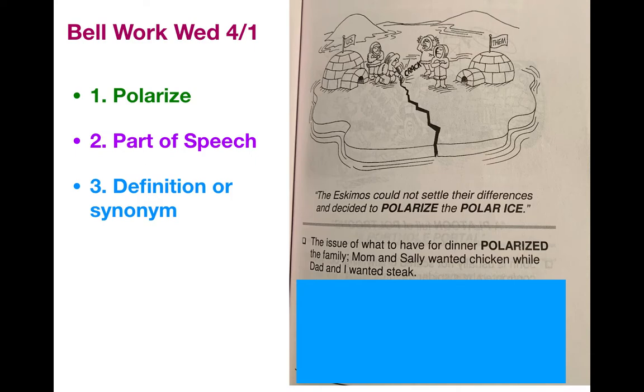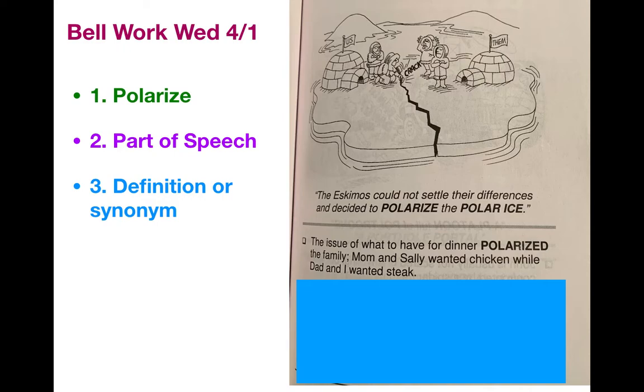In 7th grade, your word today is polarize. Go ahead and hit pause and try to figure out the part of speech and a definition. Okay, so the Eskimos could not settle their differences, and instead they decided to polarize the polar ice. So if you look at the image, you can tell they split the ice, right? They separated themselves. And that is exactly what polarized means.